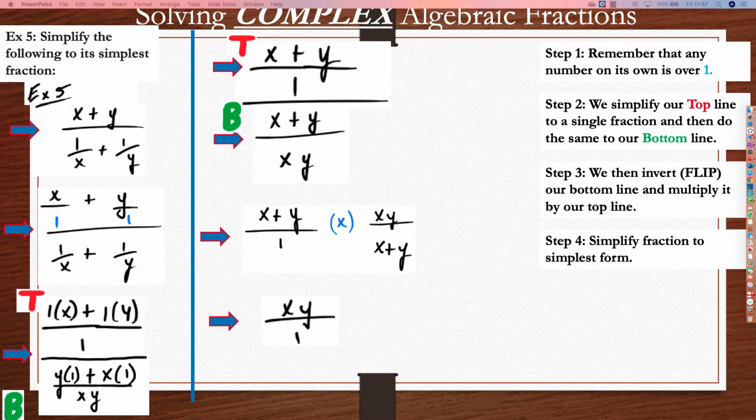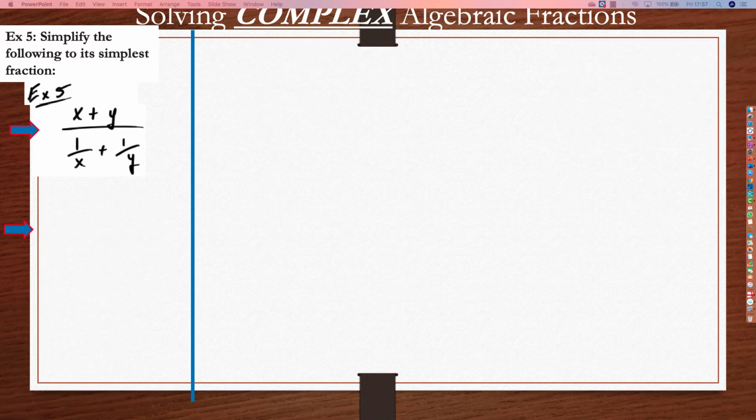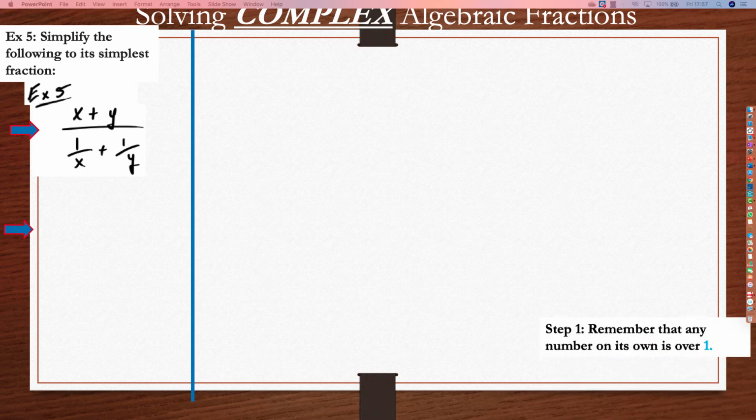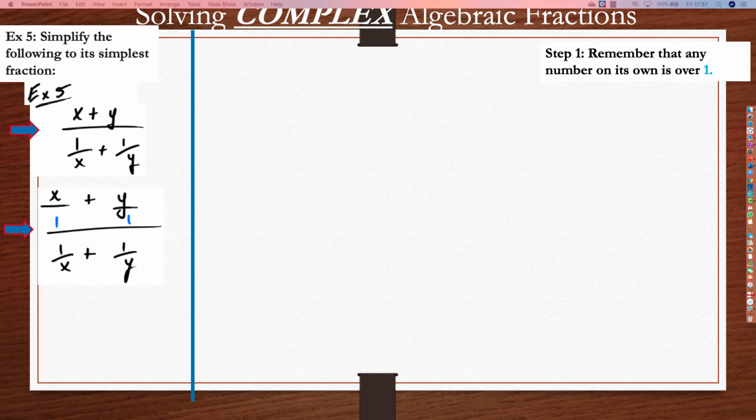Alright, we're going to do a few more examples of these. So this is as tough as fractions get. First things first. We have x plus y over 1 over x plus 1 over y. We always have to remember that x and y on their own, or any number on its own, is over 1. So it's x over 1 plus y over 1, over 1 over x plus 1 over y.